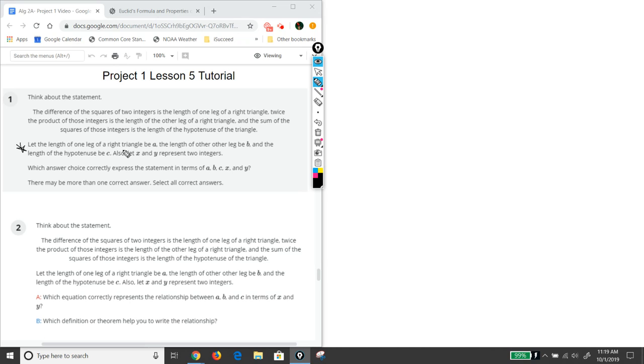Okay, so right there, I'm going to draw a right triangle. It says, let the length of one leg of that triangle be A. So one of these legs is A. The length of the other leg be B. And the hypotenuse is C. So at least I'm starting to visualize what these words are talking about. And then it also goes on to say that X and Y are integers, which are really just numbers.